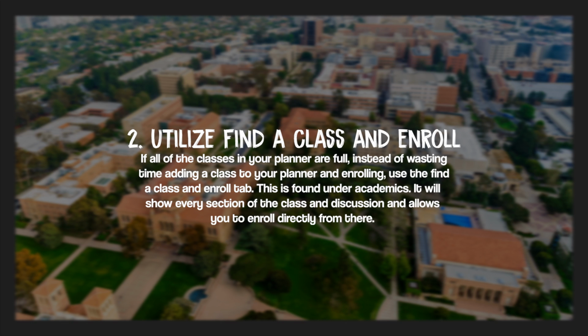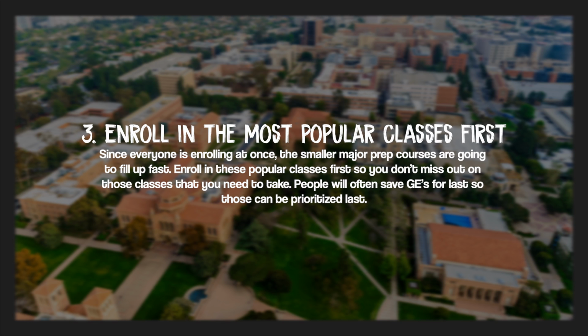Another strategy that should be used is navigating to the Find a Class and Enroll tab when all of the classes in your planner are full. This will give you every option of the class that is open, so you don't have to waste time adding another section to your class plan. You can enroll directly from the page like I showed before. My last piece of advice is to enroll in the classes that have the least amount of space first, so you don't have to worry about potentially losing the hard classes that people are prioritizing.